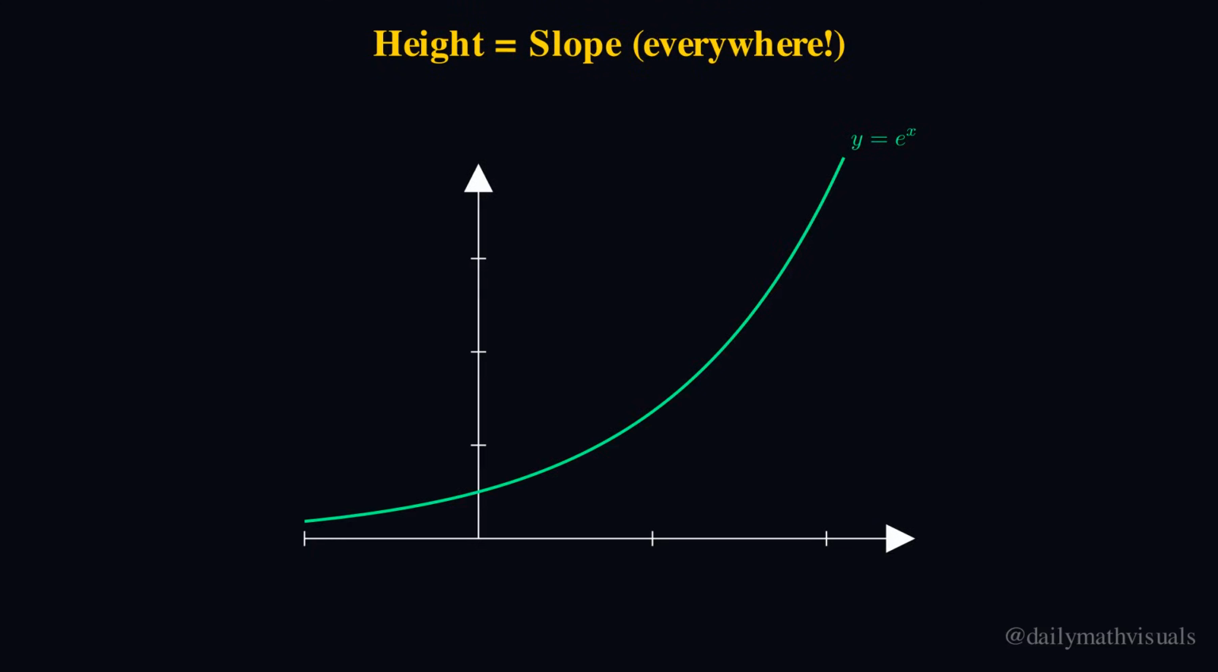Let's see what this means visually. At every point on e^x, the height of the curve equals the slope. At x = 0, the height is 1, and the slope of the tangent line is also 1. At x = 1, both the height and slope are e, about 2.72. At x = 1.5, again the height, 4.48, matches the slope exactly. This is the magic of e^x. The curve is its own slope everywhere.